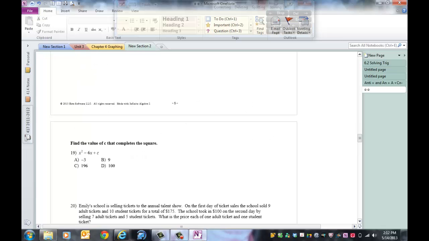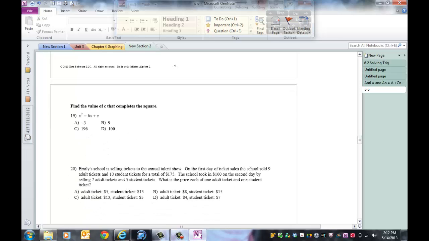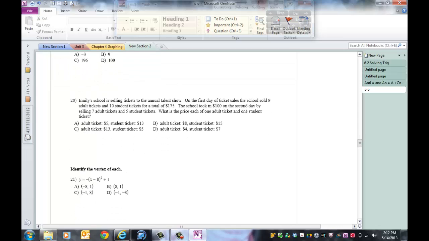Scroll over to the next page. Second hour, I will come back to completing the square. No, I won't. I did that with you guys too. So we talked about this word problem. You guys were very successful with the word problem when you guys did it in class.